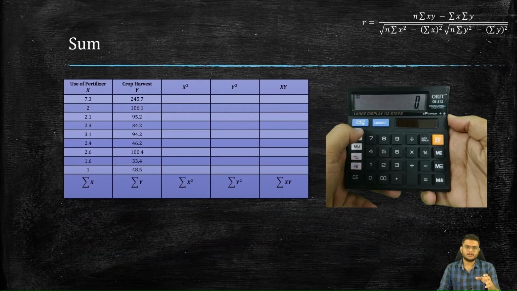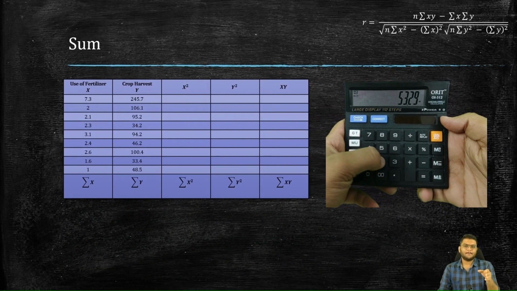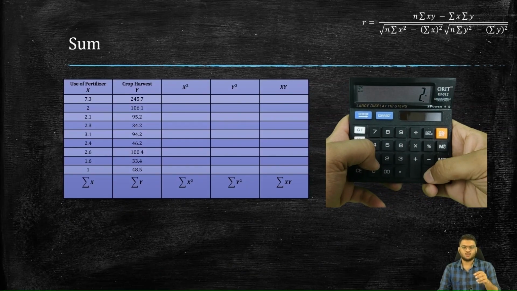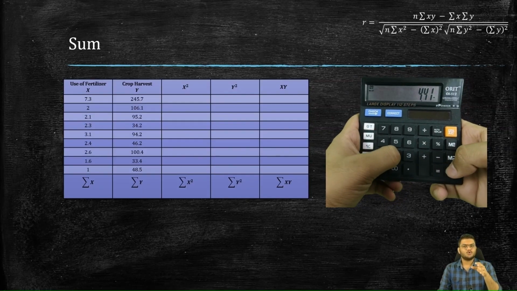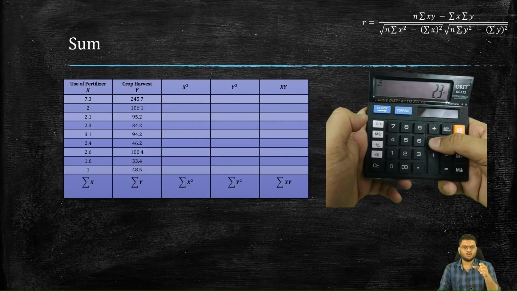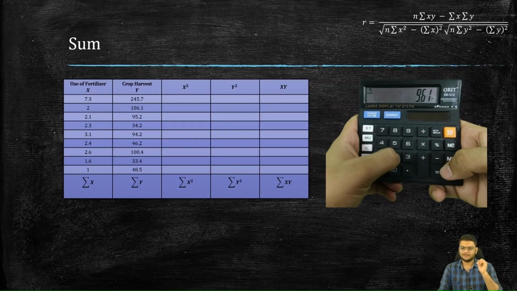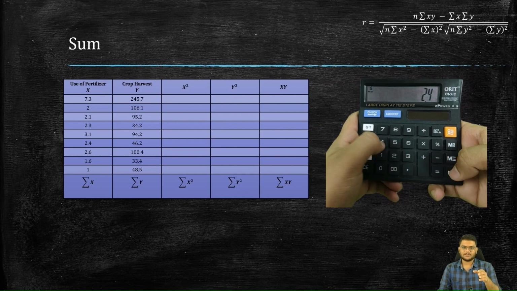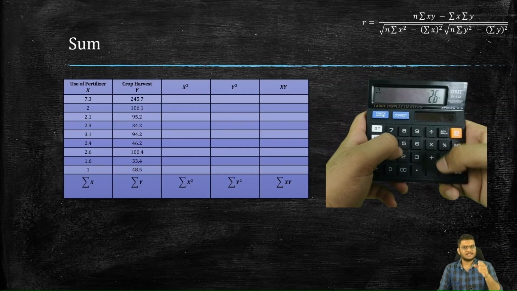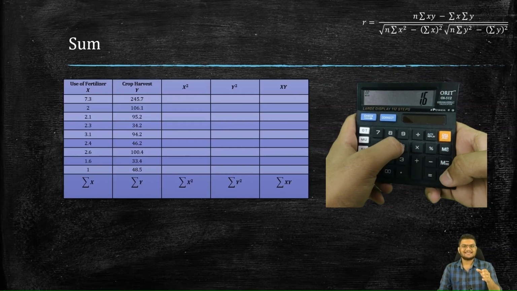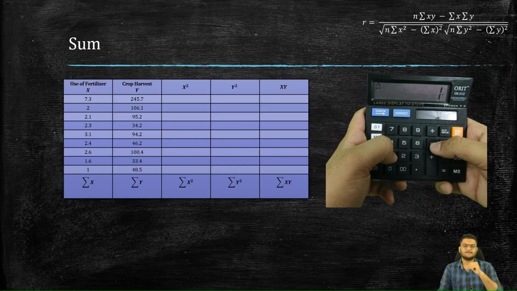On your calculator, 7.3 M+ (multiply) equals, 2 M+ equals, 2.1 M+ equals, 2.3 M+ equals, 3.1 M+ equals, 2.4 M+ equals, 2.6 M+ equals, 1.6 M+ equals, 1 M+ equals.